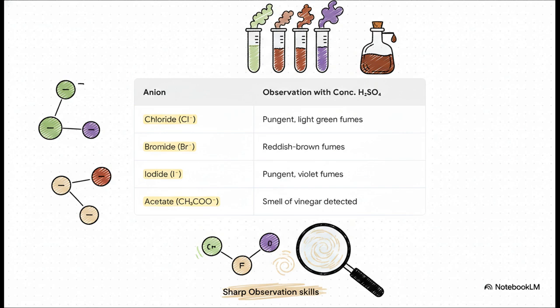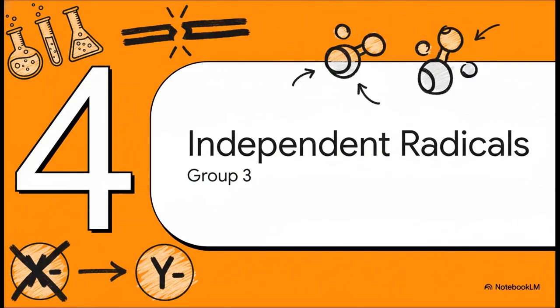And for acetate, that sharp smell of vinegar, it's absolutely unmistakable. These aren't just clues, they're like the distinct signatures of our suspects. But what happens if even the super strong concentrated acid doesn't get a reaction? Well, remember, a lack of reaction is also a clue. It tells us our suspect belongs to group 3.